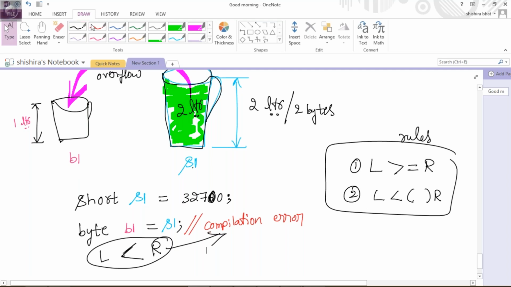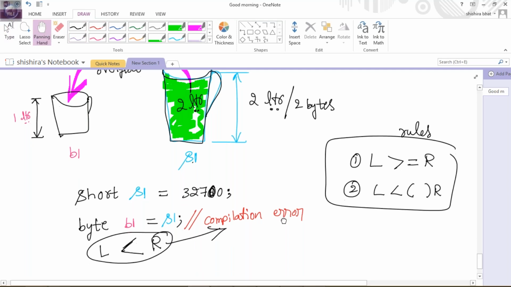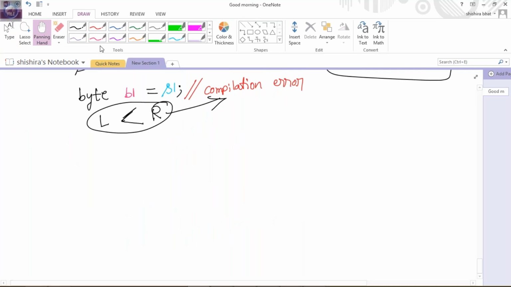Now let me apply the second rule here. What is the second rule? So what I'll do, I'll write the code like this: byte b1 equal to byte of s1. This is b1. Observe now.